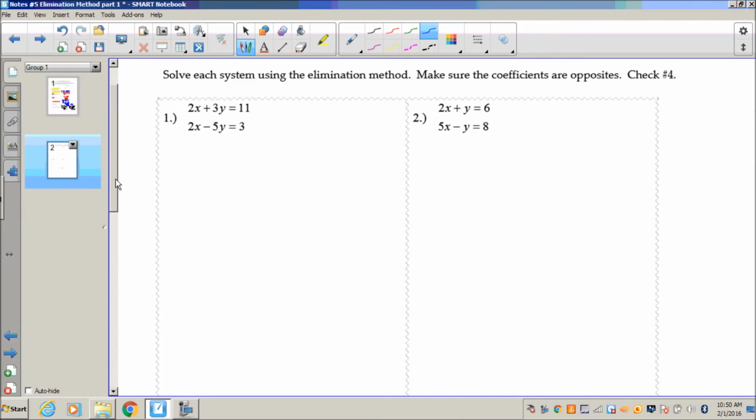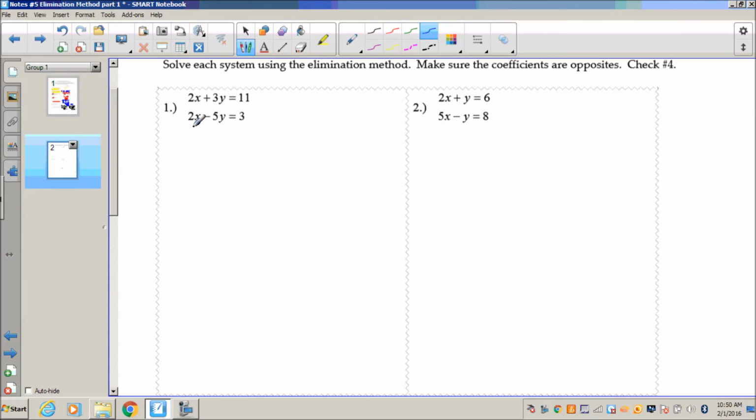So example number 1, you have 2x plus 3y equals 11, 2x minus 5y equals 3. So step 1 says to line up the variables. Well, I have x over x lined up, the y's are lined up, the equal sign is lined up, and the numbers are lined up, so that's all set. Step 2, I want one of the sets of coefficients to be opposites. Well, the y coefficients are 3 and negative 5. Those are certainly not opposites. The x coefficients, I have 2 and 2, so I'm close, but I need them to be opposites.